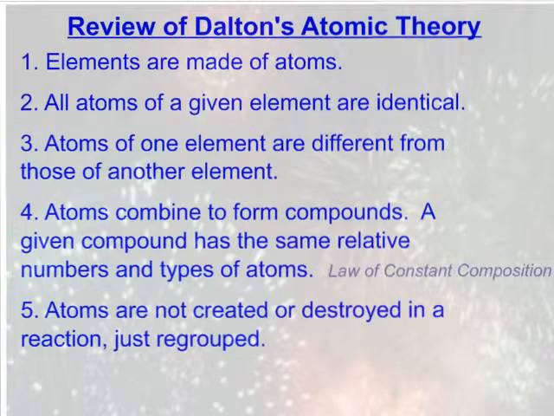So a quick review of Dalton's atomic theory. 1, elements are made of atoms. 2, atoms of a given element are identical. 3, atoms of one element are different from atoms of another element. 4, the law of constant composition, where a compound has the same relative numbers and types of atoms. Number 5, atoms are not created or destroyed in a reaction, just regrouped, the law of conservation of matter.